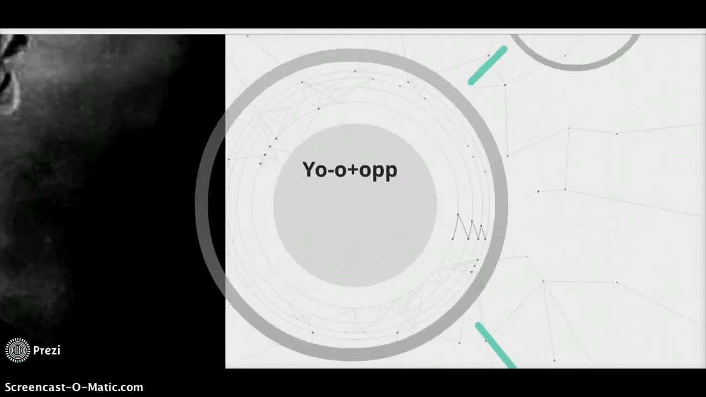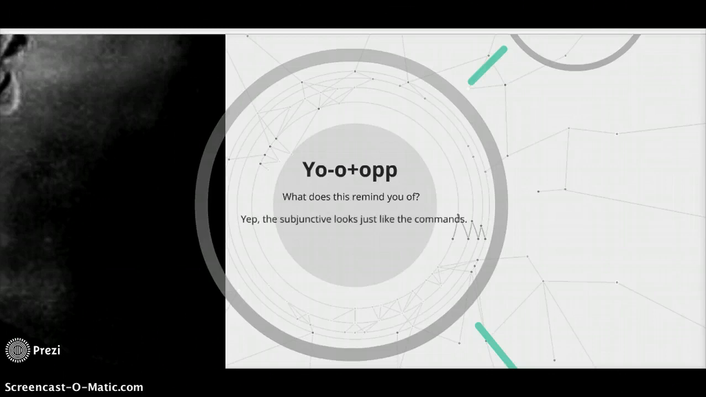First, we need the formula. You saw Einstein, right? We used yo up, and this should be familiar to you. It's the same formula that we used to make commands. Yo minus the O plus the opposite vowel. So if we look at hablar, we take the yo form, hablo, minus the O, add the opposite vowel, E, and we get que hable.